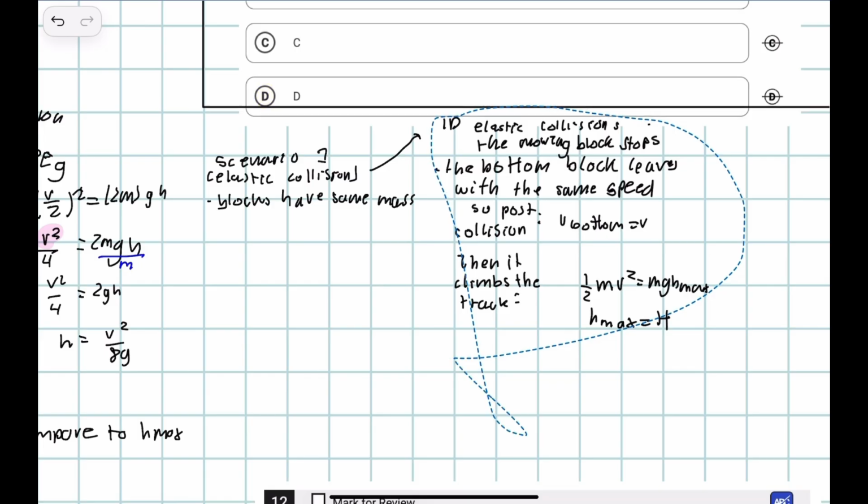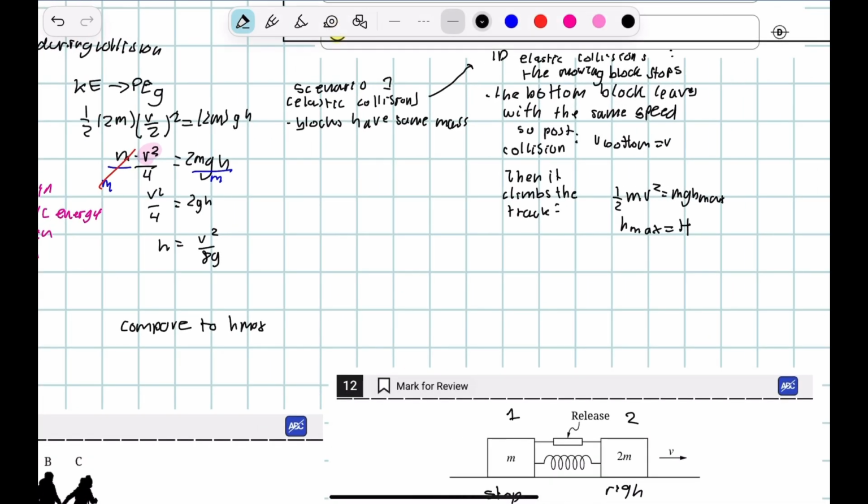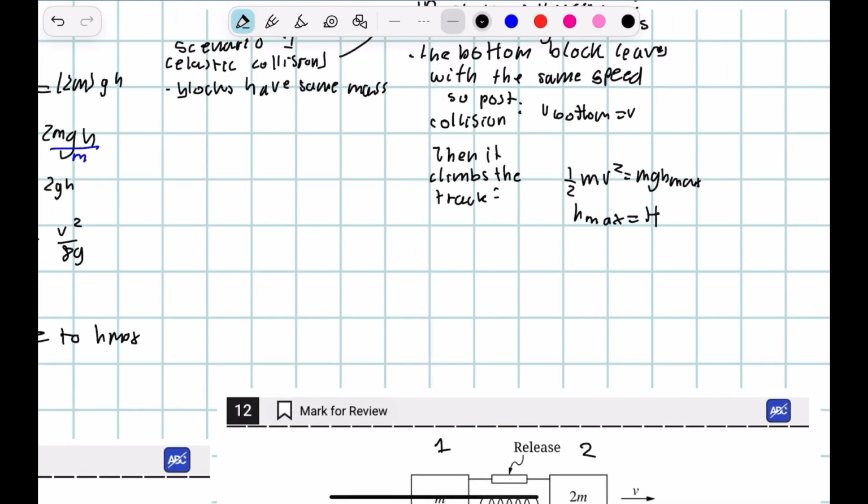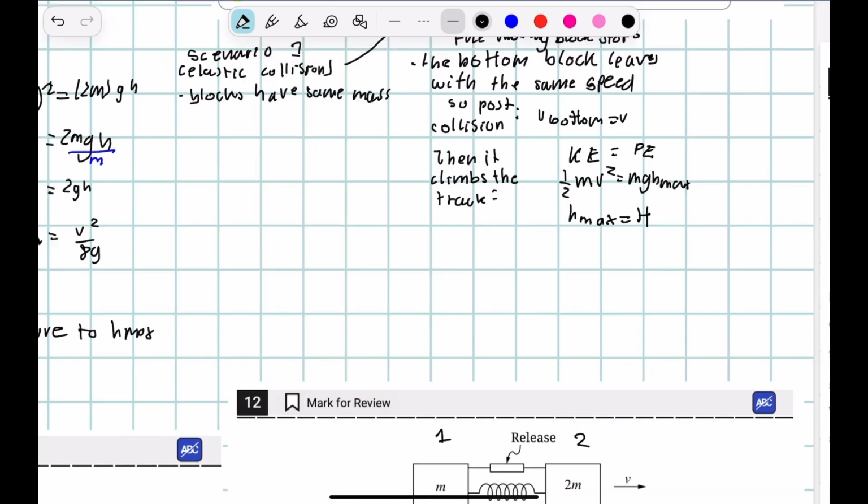Actually, this is kind of messy. Okay, well, that's fine. So we know that post-collision, the velocity at the bottom is going to equal the velocity. Then when it climbs up the track, we know the kinetic energy equals the potential energy. So 1/2 mv squared is equal to mgh max. Then everything cancels out, and we have h max is equal to h. So this is what h max actually is.